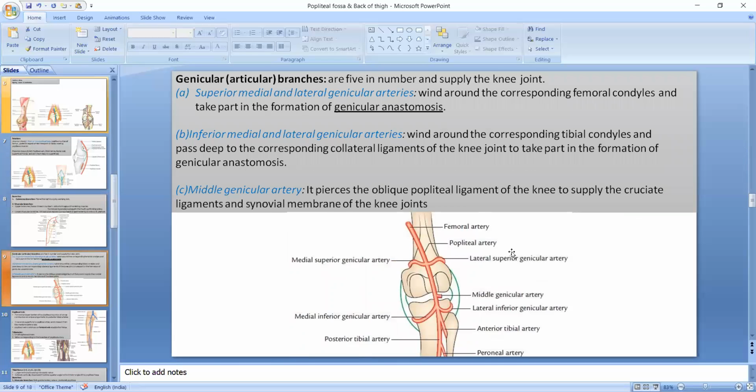The genicular branches are five in number and supply the knee joint. The superior medial and lateral genicular arteries wind around the corresponding femoral condyles and take part in formation of the genicular anastomosis. The inferior medial and lateral genicular arteries wind around the corresponding tibial condyle and pass deep to the corresponding collateral ligament of the knee joint to take part in formation of the genicular anastomosis. The middle genicular artery pierces the oblique popliteal ligament of the knee to supply the cruciate ligaments and synovial membrane of the knee joint.